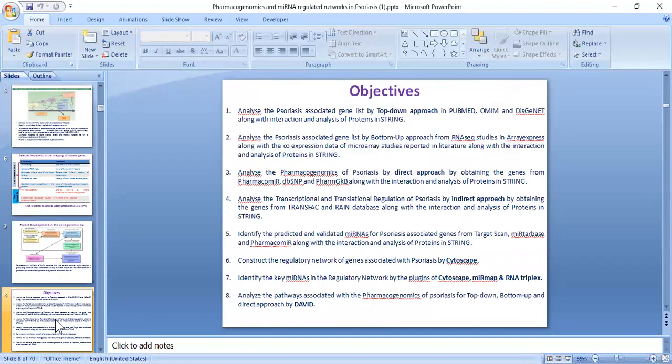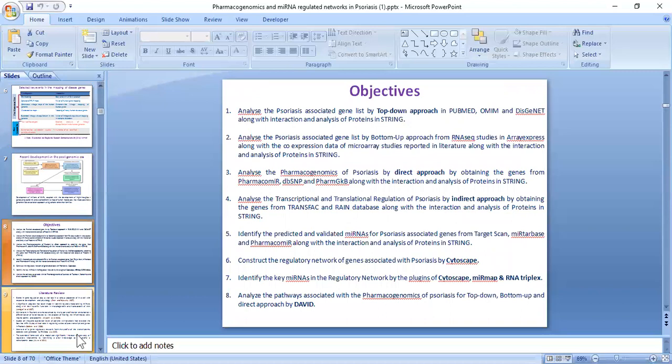With respect to the objectives, I've taken four approaches. In the top-down approach, I've looked for associated genes. In the bottom-up approach, I've looked for expressed genes. In the direct approach, I've looked for the pharmacogenomic hits, that's the SNPs. And in the indirect approach, I've looked for the specific transcription factors which modulate and remodulate the network. The core objective is to find a novel network motif and reconstruct the pathway by the principles of mathematical modeling.